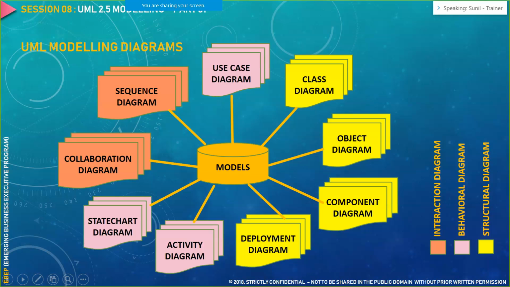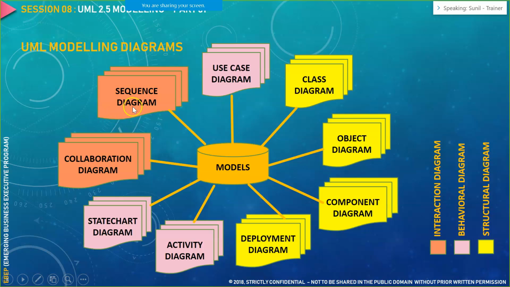Now what are these diagrams? If there is any behavior associated with particular objects or a particular set of actors that are part of your UML infrastructure, those can be modeled with the help of your behavioral diagram. Then comes your interaction diagram, showing how they would be interacting with each other. And then comes your structural diagram, showing how the components or the modules of a system would be structured. Those 3 types of diagram give the 9 types of UML diagrams in a typical UML modeling infrastructure.